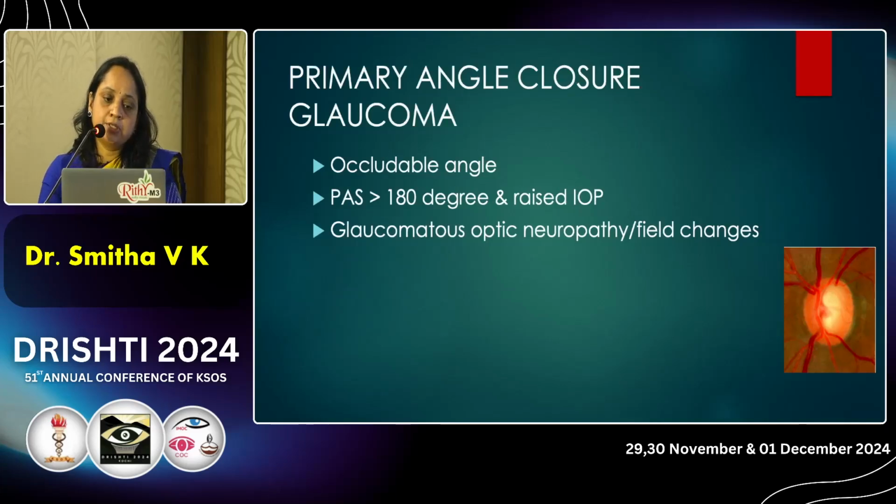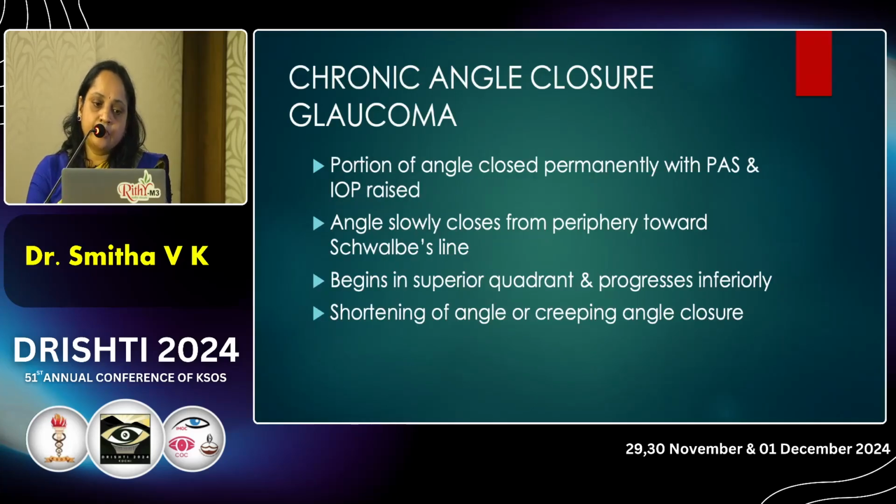In primary angle closure glaucoma, there is an occludable angle on gonioscopy with more than 180 degrees of peripheral anterior synechiae and raised IOP, and there is glaucomatous optic neuropathy with visual field changes. In chronic angle closure glaucoma, a portion of the angle is closed permanently with peripheral anterior synechiae and IOP is raised. The angle slowly closes from the periphery towards Schwalbe's line, so it usually starts in the superior quadrant and progresses inferiorly. This is otherwise called creeping angle closure.